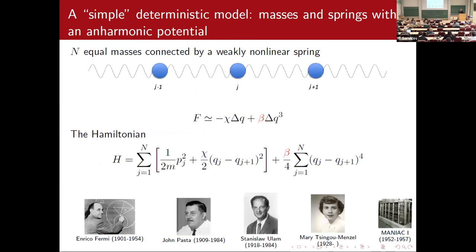Okay, this was an introduction to the conduction problem, and let's now focus on what we have done. We have years of experience with the system of masses and springs, nonlinear, with forces that are proportional to the displacement cubed. The system is known as the beta Fermi-Pasta-Ulam system, in which here is the Hamiltonian. It's a kinetic energy plus potential energy, and this is the quartic potential.